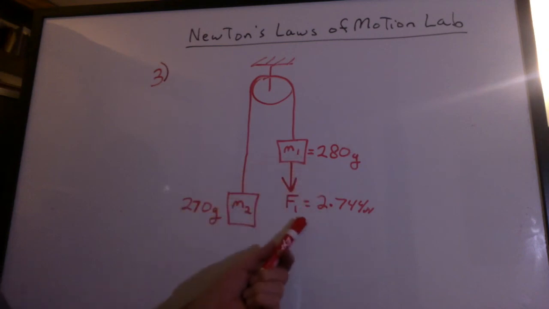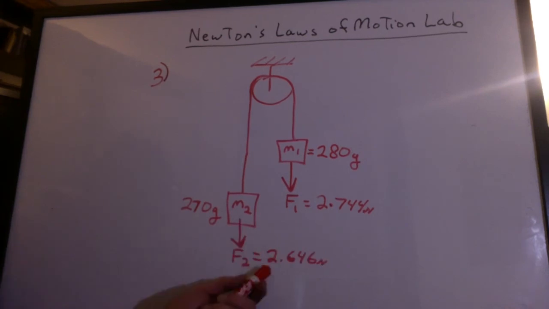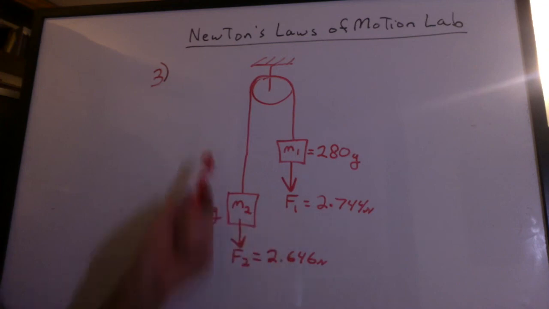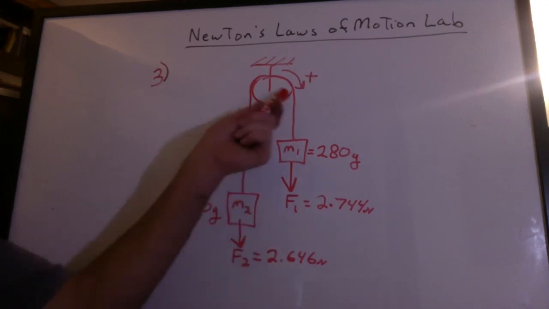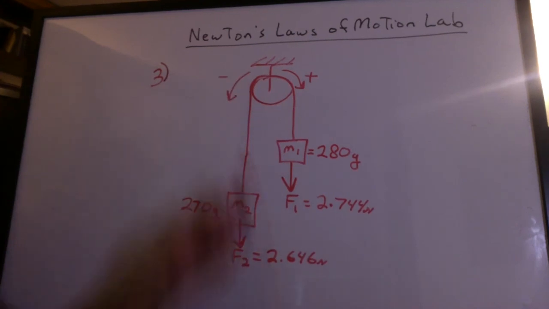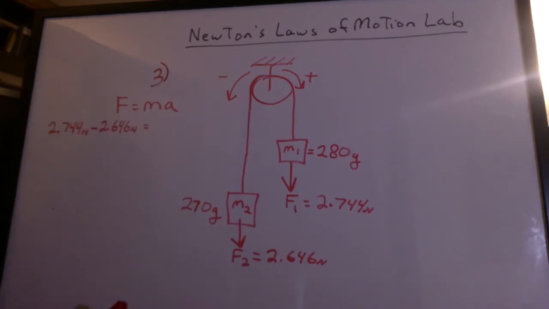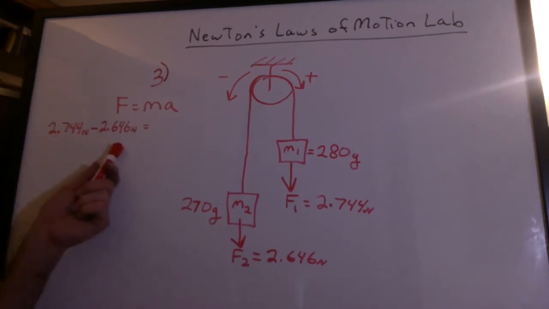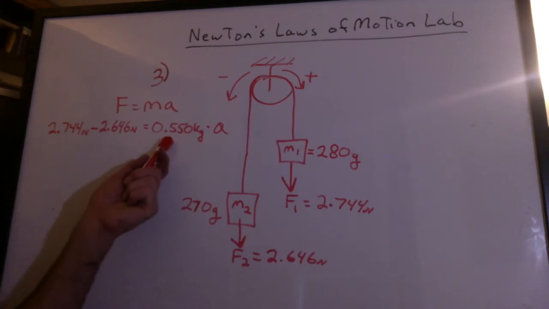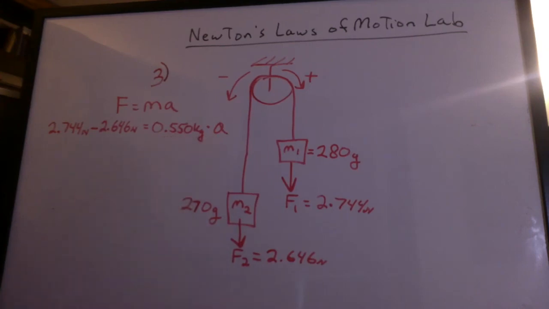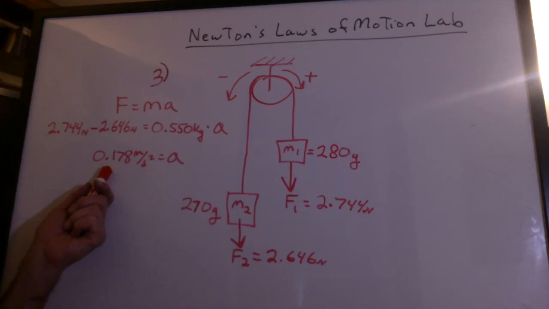Mass times acceleration, done in kilograms, and we get 2.744 newtons. And we get 2.646 newtons on this side. So we can see that this will fall down while that goes up. We'll say this is the forward direction. That's the backwards direction. F equals ma. The force forward minus the force backwards equals the mass of the system times the acceleration. And there's my acceleration, 0.178 meters per second squared, theoretical.